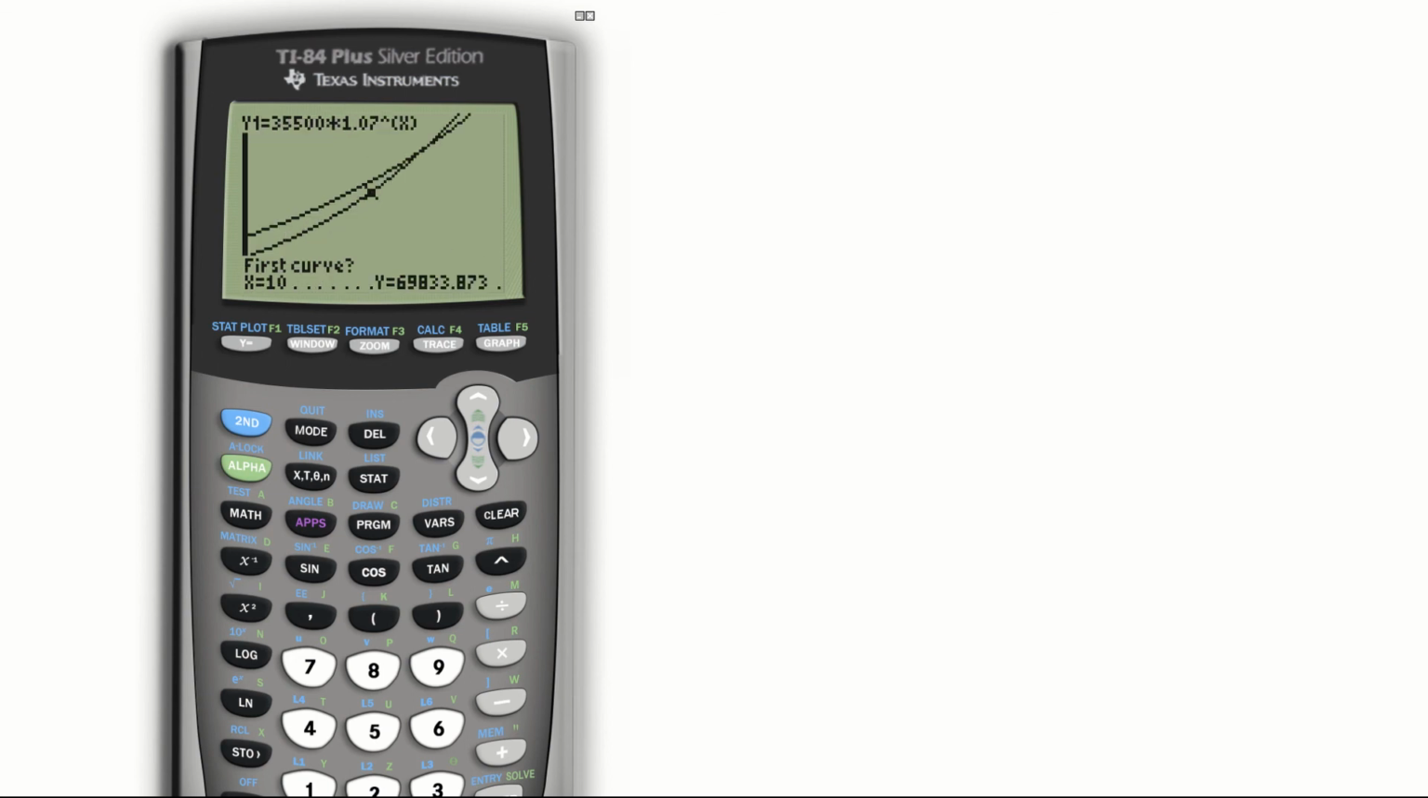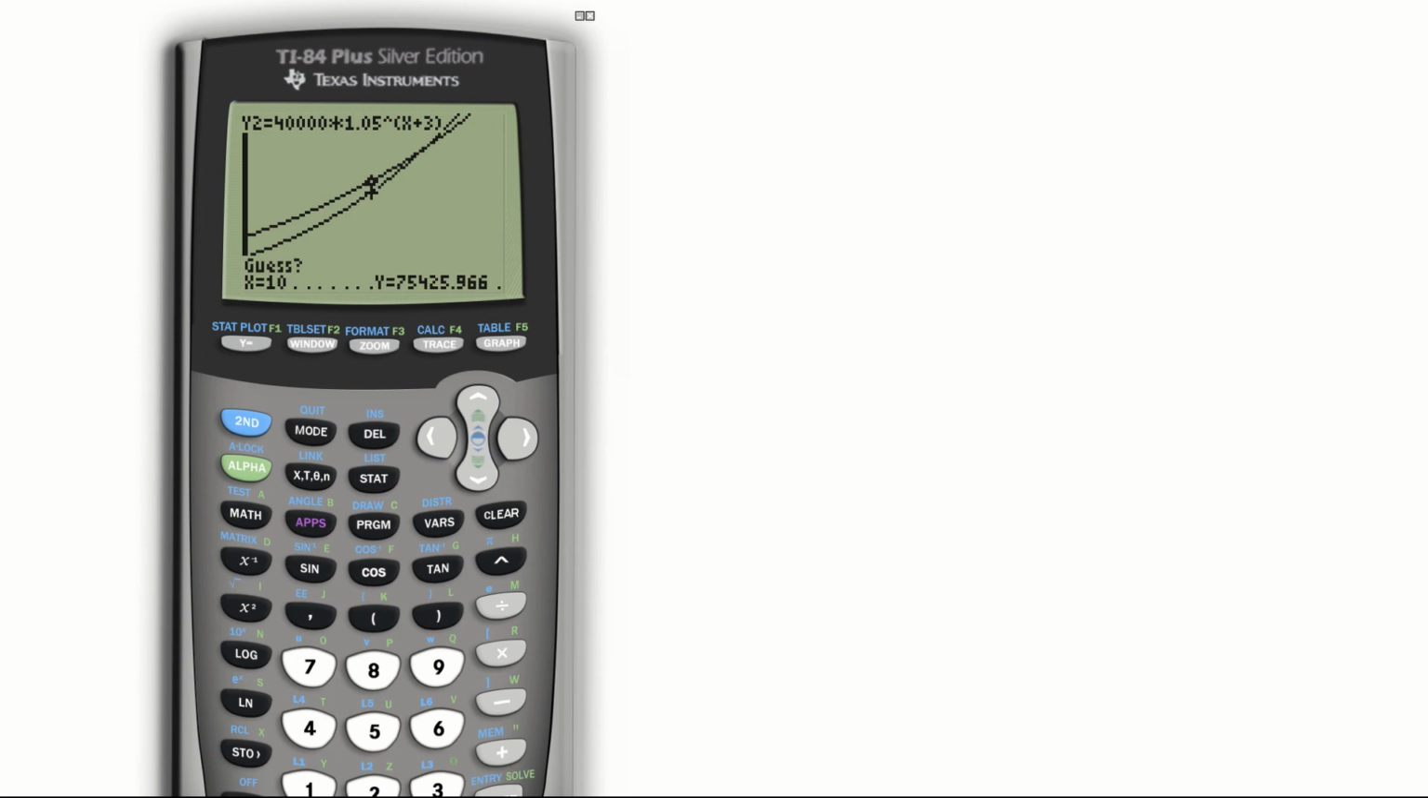Now my calculator asks me, what are the curves where you want to find the intersection? It's possible I could have more than two things graphed, and I want to find where two particular ones intersect. You can see I'm on this bottom curve, and it says first curve, so I'm just going to press enter. I've selected that bottom curve as the first curve, and the only other curve on my screen right now is the second one, so I'll hit enter for second curve.